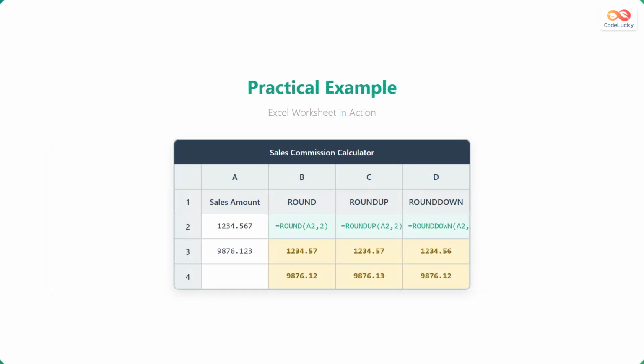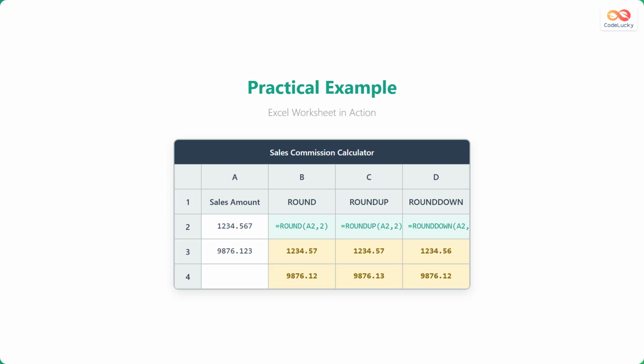Now, let's create a practical example of how these round functions can be applied in an Excel worksheet. Here we have a sales commission calculator. Column A contains the sales amount, and columns B, C, and D contain the ROUND, ROUNDUP, and ROUNDDOWN values. Let's see the formulas. In cell B2, the formula is =ROUND(A2, 2). In cell C2, the formula is =ROUNDUP(A2, 2). In cell D2, the formula is =ROUNDDOWN(A2, 2).